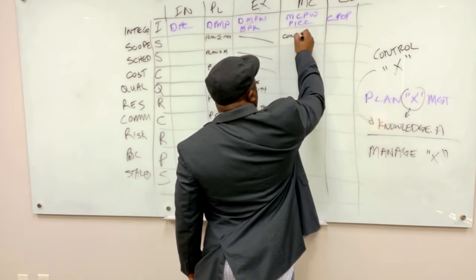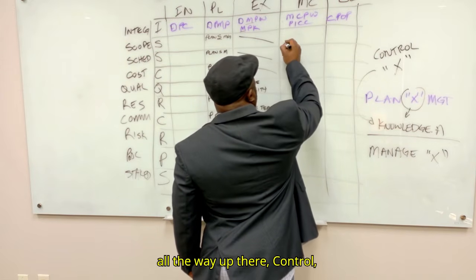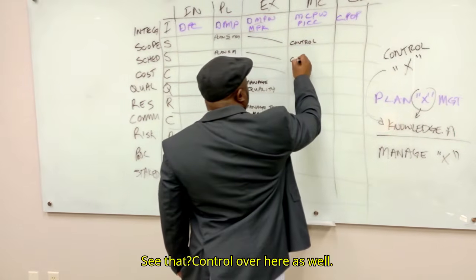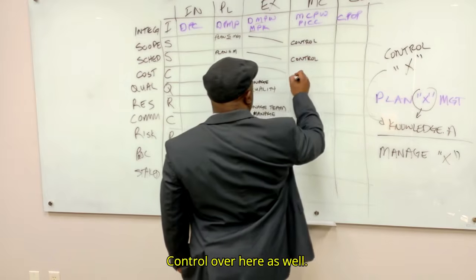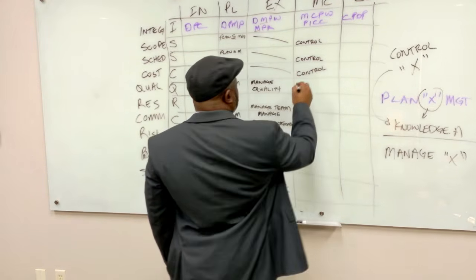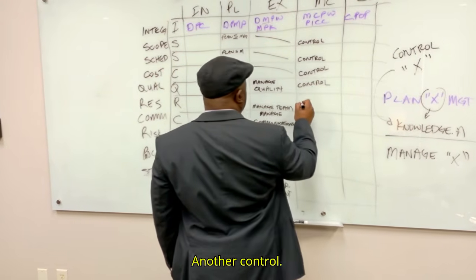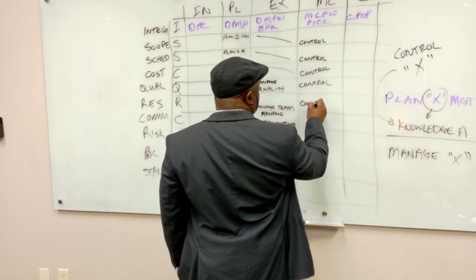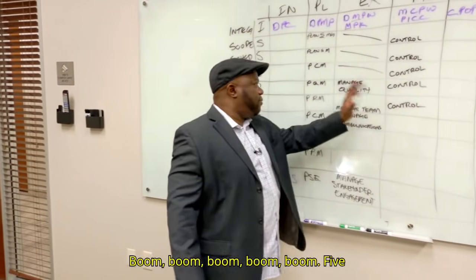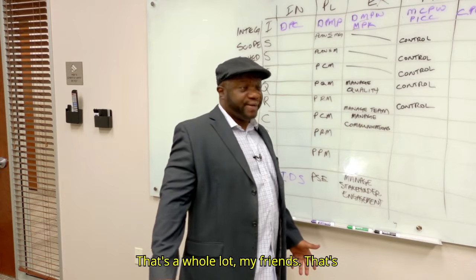Control X. So what we're going to do here is put a bunch of controls. Well, let's put it down, not all the way up there. Control, see that? Control over here as well. Control over here as well. Another control. Are you seeing this trend, my friends? Boom, boom, boom, boom, boom. 5 controls. That's a whole lot, my friends.